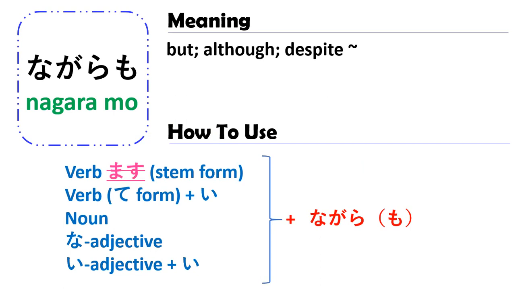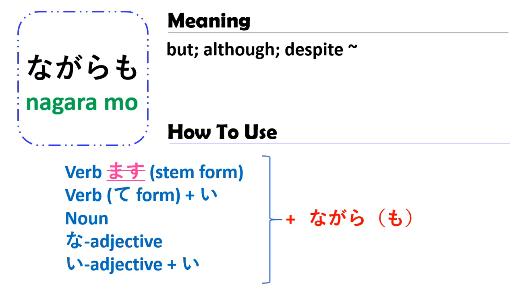With verbs, you can use the stem form, and you can use the て form. For the stem form, you change your verb to the ます form, cut the ます off that verb, and follow it with ながらも. For the て form, you have to change your verb to the て form. For example, いきます becomes いて, and かいて, something like this. After you change to the て form, you follow it with いながらも, something like this.